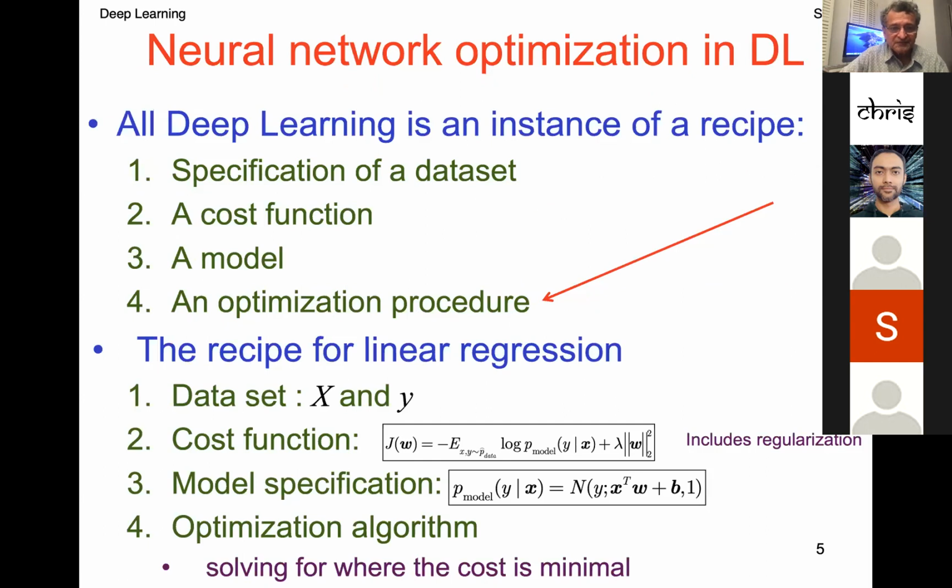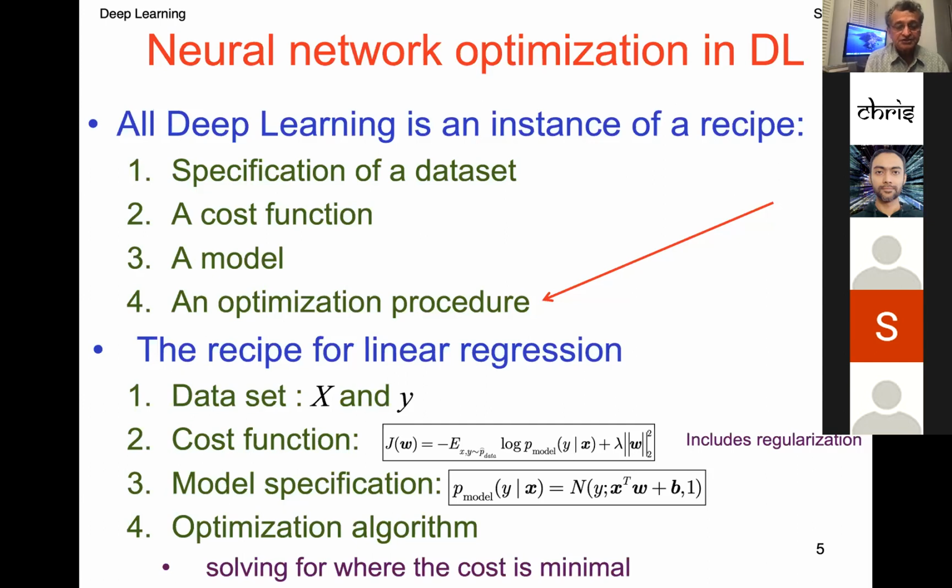We can say all deep learning is an instance of a recipe: specification of a data set, a cost function, a model, and an optimization procedure. In that sense, studying an optimization procedure is as essential as studying what a cost function is and what a model is. In the example below, what do we mean by these things? The recipe for linear regression.